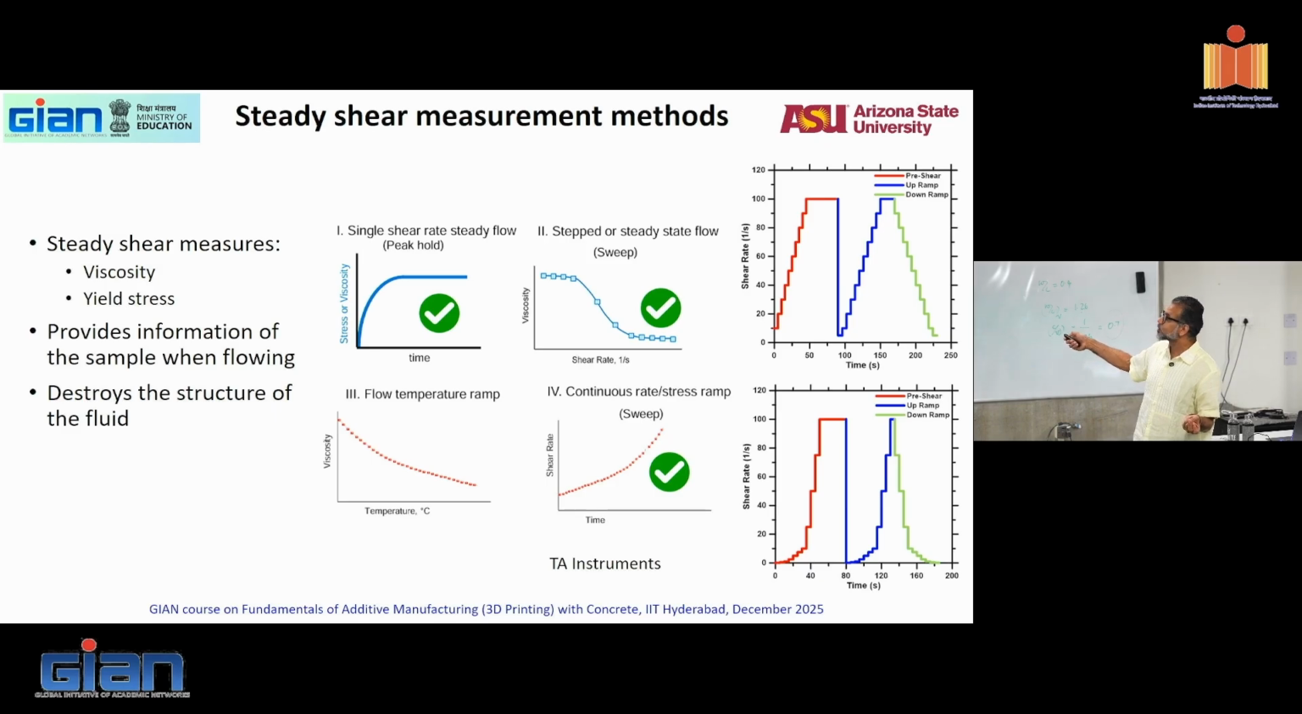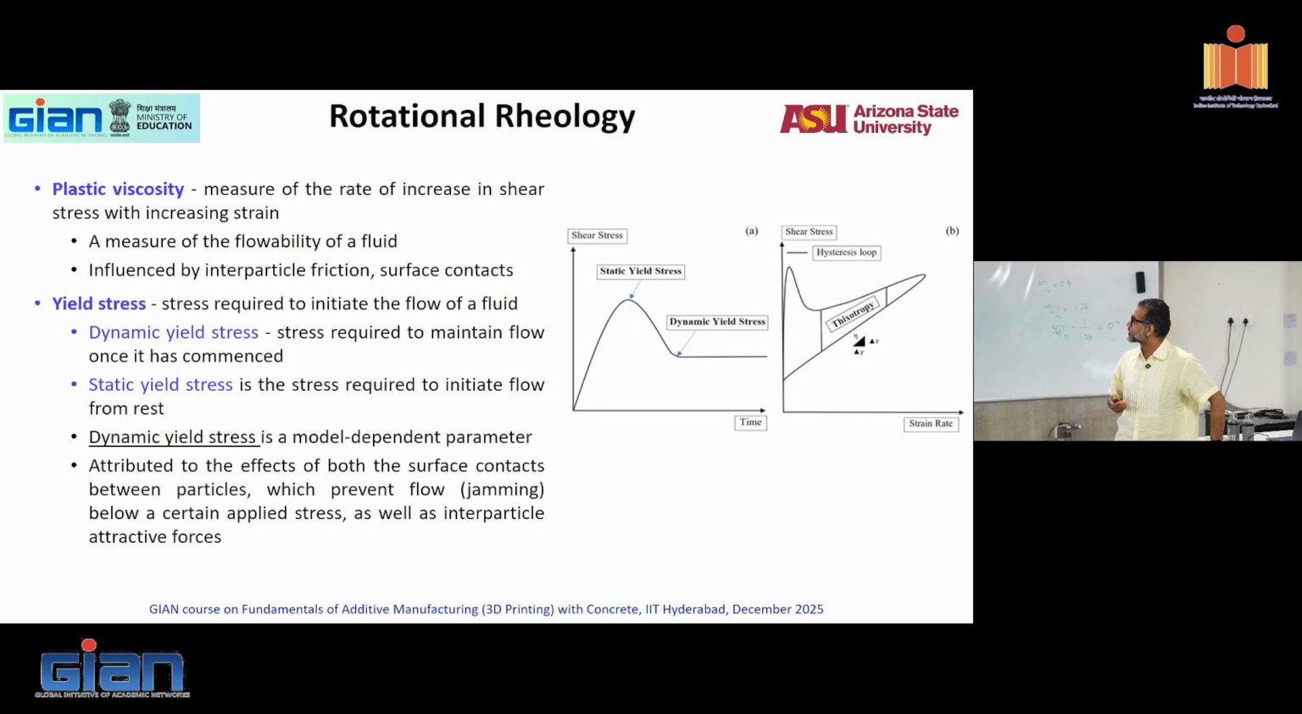As shear rate goes up, you keep taking measurements, and you take the measurements while coming down also, because viscosity measurements, yield stress measurements are very scattered. You need to have some kind of a control. Typically, some people take the up ramp value, some people take the down ramp value, some people take the average of those. Really doesn't matter. It's your choice. Be consistent with how you do it. That's all that matters. Okay, and so you can get viscosity, you can get yield stress, and it provides information of when the sample is flowing.